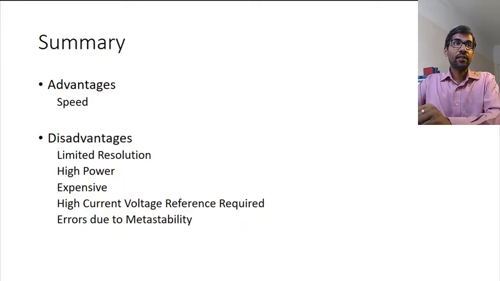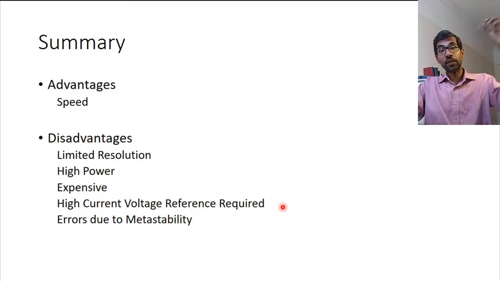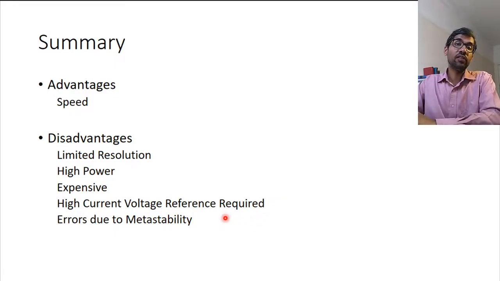So in summary, the main advantage of Flash ADCs is speed, while the disadvantages revolve around the high number of components that we want to use. Because of the high number of components, we usually cannot use Flash ADCs for higher resolutions. You have high power. They are expensive because of the component count. And then you need a high current voltage reference, because all the comparators draw a little bit of current, and therefore your voltage references need to give up enough current. And then there are errors due to metastability.